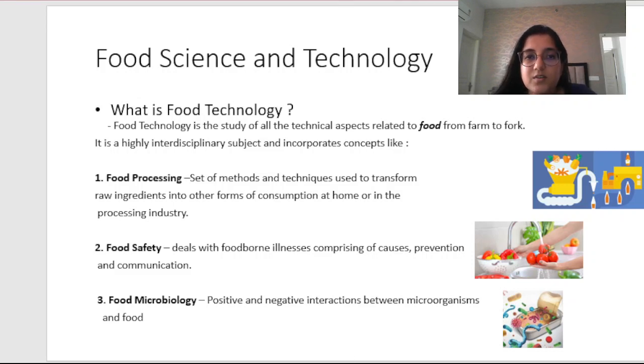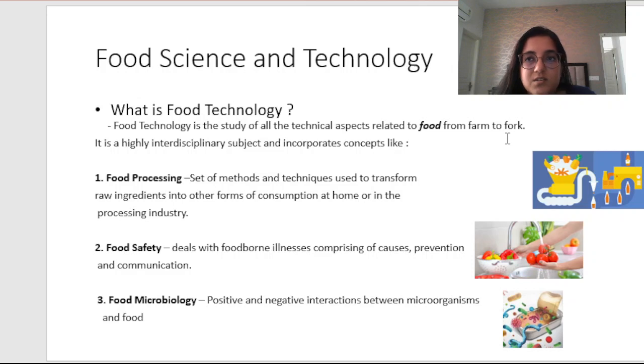Hello everyone. Today I'll be talking about the subject food science and technology and what all is a part of food technology. So food technology is the study of the technical aspects which are related to food, right from farm to fork. So whenever the food is harvested till it reaches the consumer's plate, what all processing goes in it and all the technical aspects related to microbiology, its safety, its preservation, that is all a part of food science.